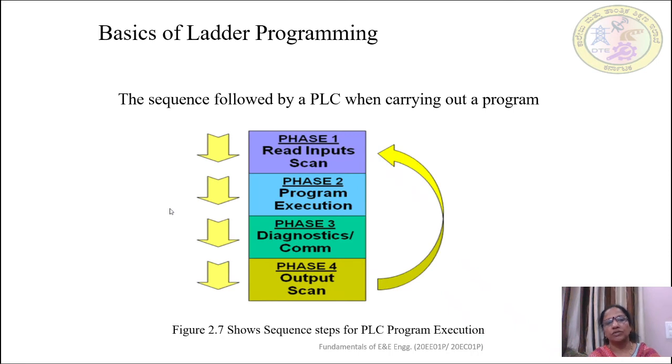Students, let's see the sequence followed by the PLC when carrying out a program. The sequence steps for PLC program execution are done in four phases: phase 1, phase 2, phase 3 and phase 4. During phase 1, the input is read, or scanned. During phase 2, program execution takes place. During phase 3, there is diagnostic and communication.